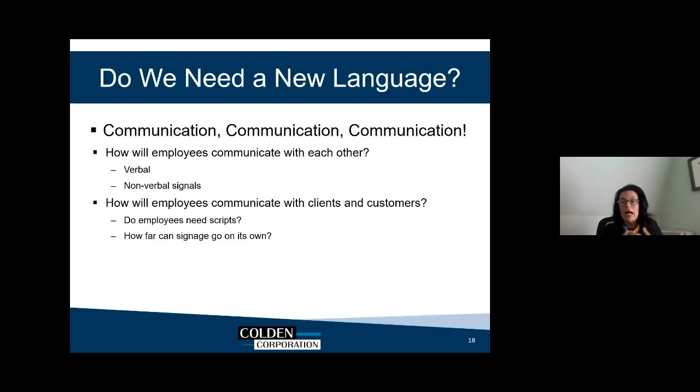How are you going to communicate with clients and customers? How far can a sign go? I think we all are used to seeing those no shirts, no shoes, no service. How about no shirts, no shoes, no mask, no service? And then we've got crazy, dangerous things happening with workplace violence issues and people really feeling strongly and letting someone know it. Do employees need scripts? Does management need to give employees cover when a client comes in without a mask? So all these things need to be ferreted out for sure. Next slide.